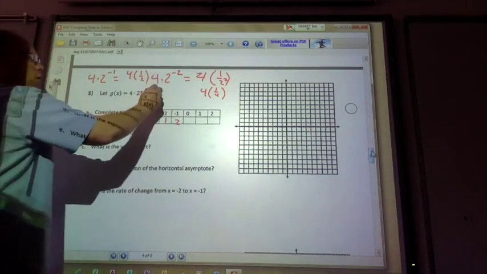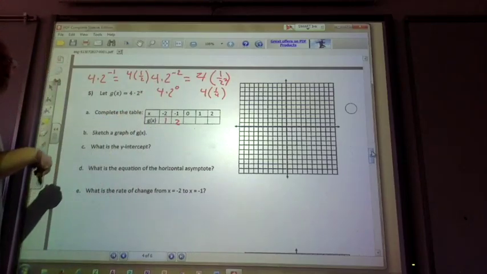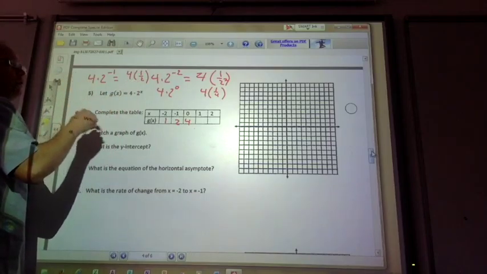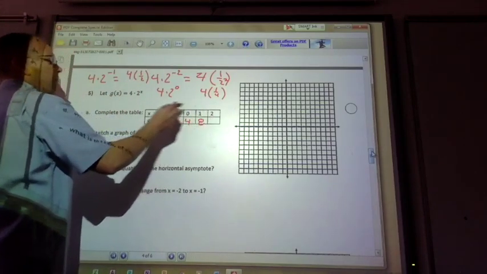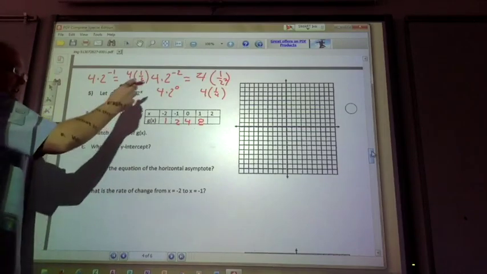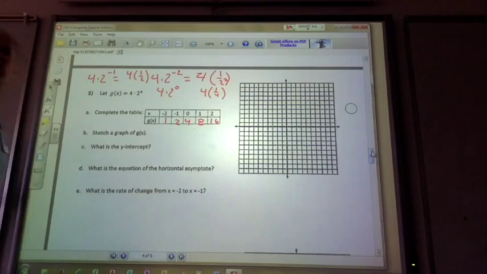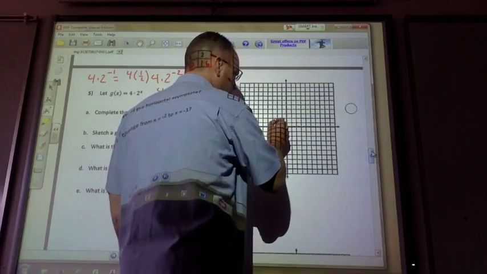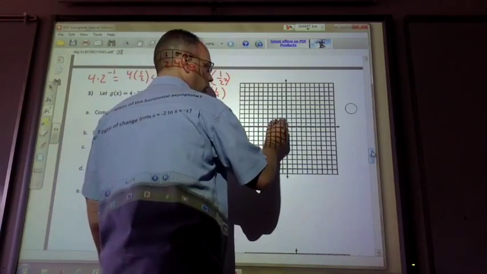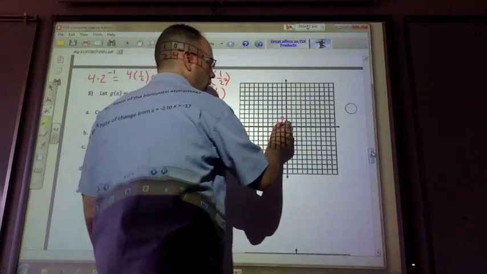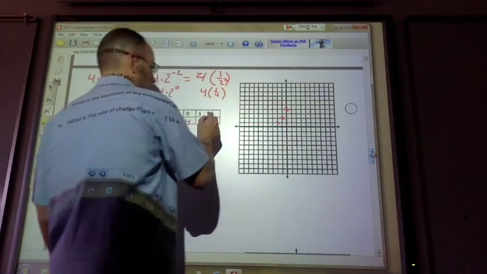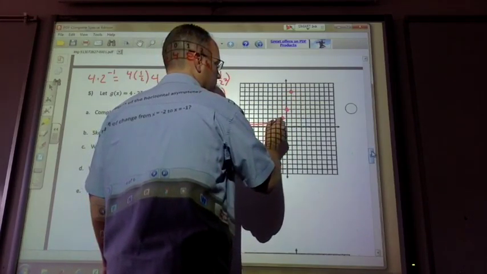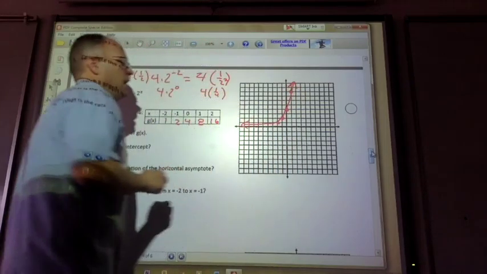If I plug 0 in, 4 times 2 to the 0. 2 to the 0 is 1. 4 times 1 is 4. If I plug 1 in, I get 2 to the first, which is 2. 4 times 2 is 8. If I plug 2 in, 2 squared is 4, so I get 16. So 2 comma 16 probably won't fit on the graph. Agreed? So I get -2, 1. I get -1, 2. I get 0, 4. And I got 1, 8. So that's what that graph looks like.